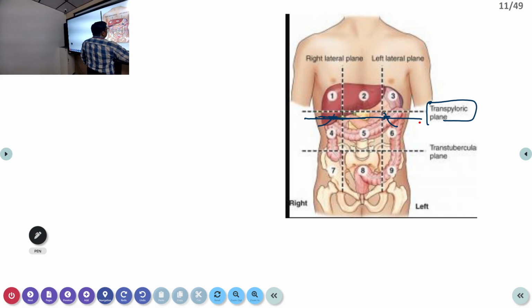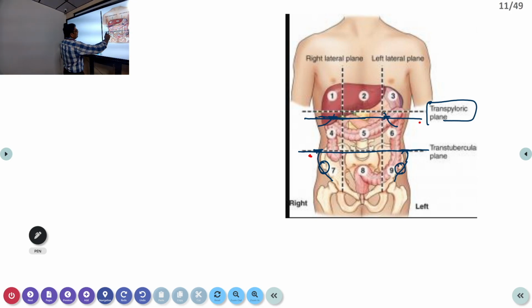And the transtubercular line. The tubercle is the highest point of the iliac bone. You pass a line through the tubercle, and that is the transtubercular line. But usually the highest point of the iliac crest is difficult to palpate, so what we do is palpate the anterior superior iliac spine.